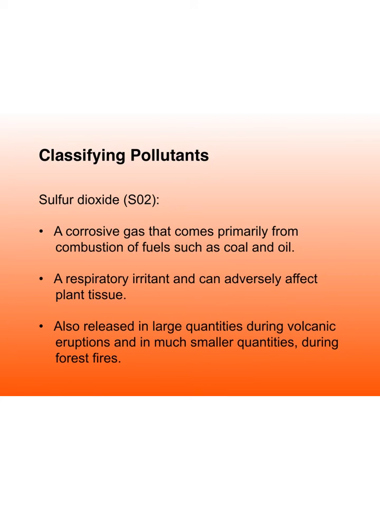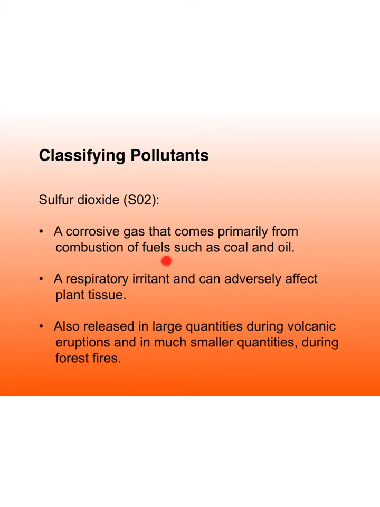Okay, classifying pollutants. Let's start off with sulfur dioxide. We're going to go into the criteria pollutants that the Clean Air Act has delineated as things that we need to watch out for. There's 6 of them, and there are a couple of them that you'll be surprised are not on there. But first off, we're going to talk about sulfur dioxide.